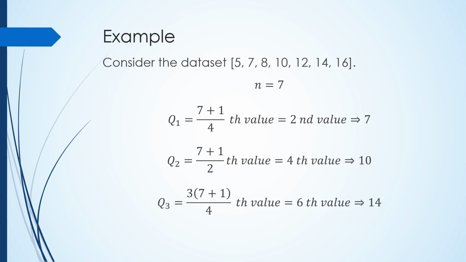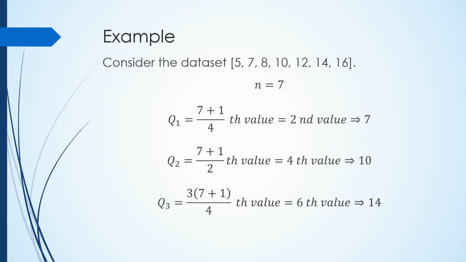Here's an example to show how to find quartiles. Consider the dataset 5, 7, 8, 10, 12, 14, and 16. There are 7 values here. The median, or Q2 value, is in the middle of the dataset, where half of the data lies above and half of the data lies below. This is the value 10. The Q1 is the median of the lower half of the data. The lower half of the data is 5, 7, 8. Therefore, Q1 is 7, which is in the middle. The upper half of the data is 12, 14, 16. The median of that data is 14.